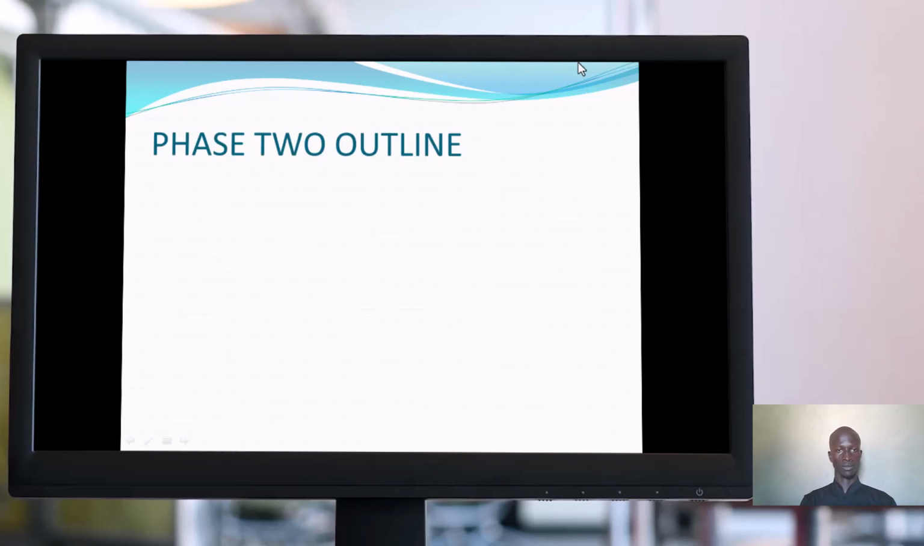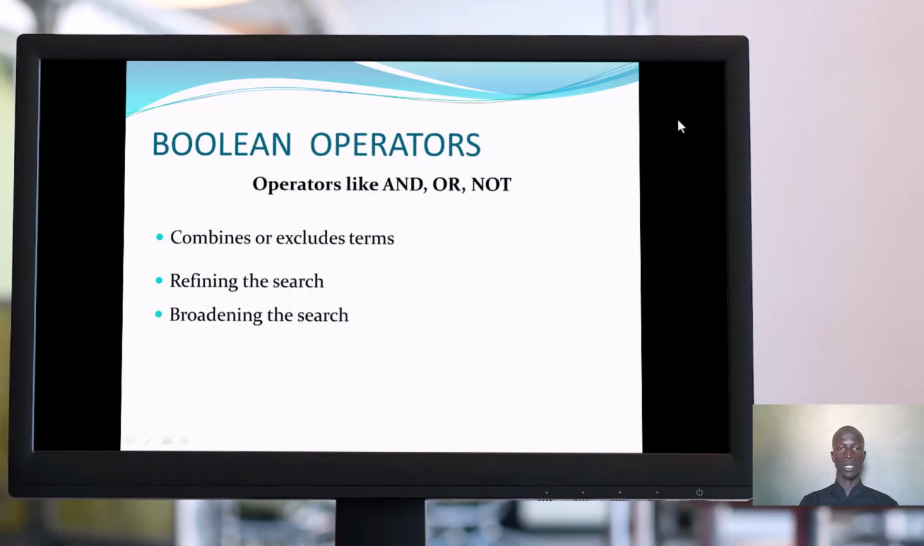Hi everyone, we are going to look at our search strategy phase 2 with the outline as. At this time we are going to look at the Boolean operators and translation and wildcards. Now let us start with Boolean operators.